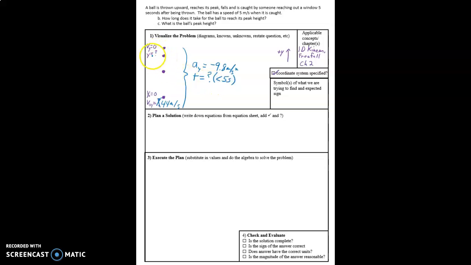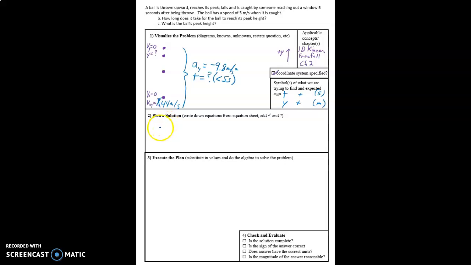And we also are interested in finding y. So let's see, how long? Let's find t, and that should be a positive number. Have units of seconds. We're going to find y. It's going to be a positive number and have units of meters.